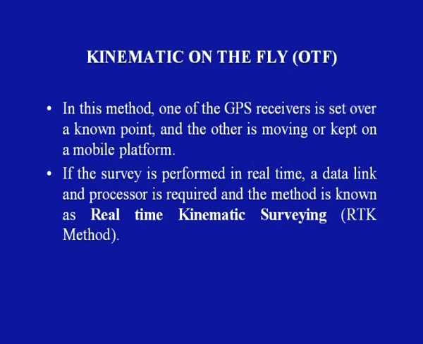In this method, one of the GPS receivers is set over a known point and the other is moving or kept over a mobile platform. If the survey is performed in real time, a data link and a processor is required, and the method is known as real time kinematic surveying, or what we call the RTK method.